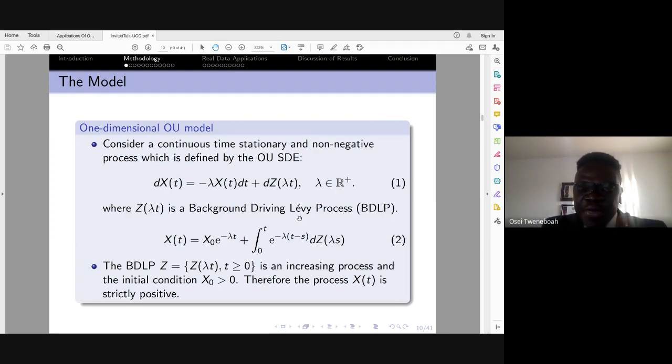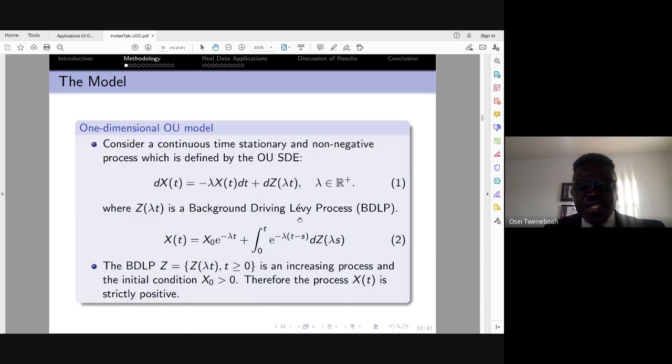I should say that the levy process is a non-Gaussian process, and we have different types of levy processes. One of them is the compound Poisson, which is a levy process. We have the inverse Gaussian. We have the gamma process.